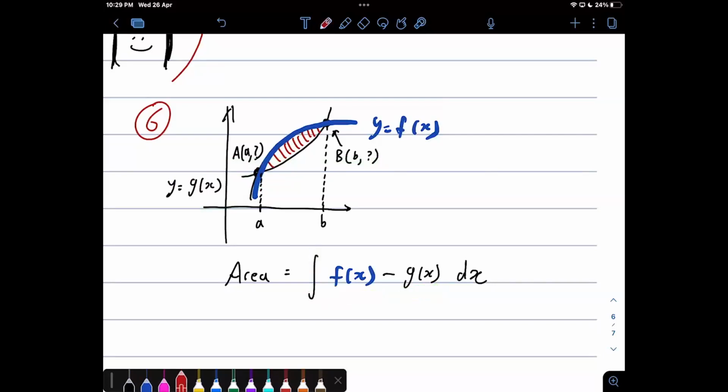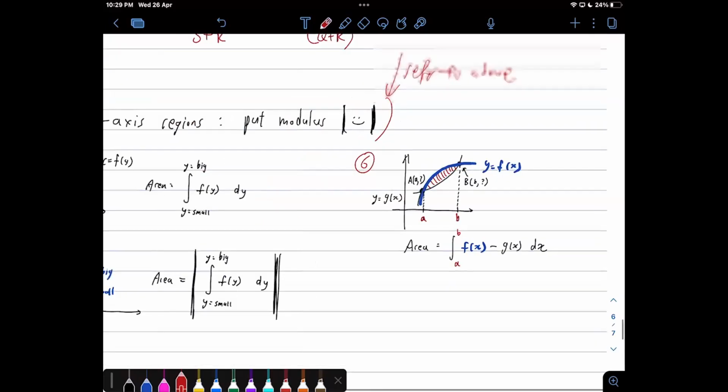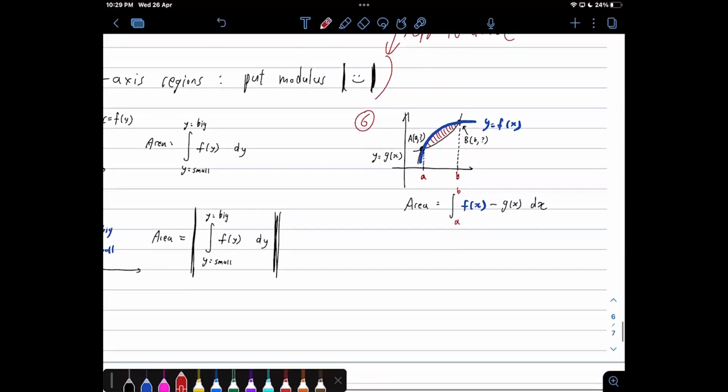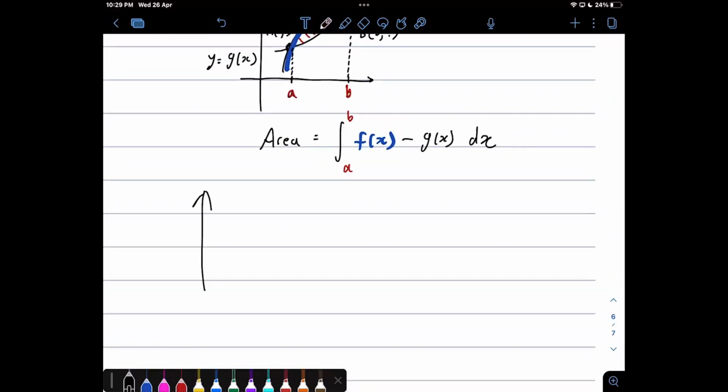Then you integrate from, guess, what do you think? From where to where? Upper, lower limit, which is which? B upper, A lower. Exactly, very good. No time to explain this, you can quickly try with a few examples.